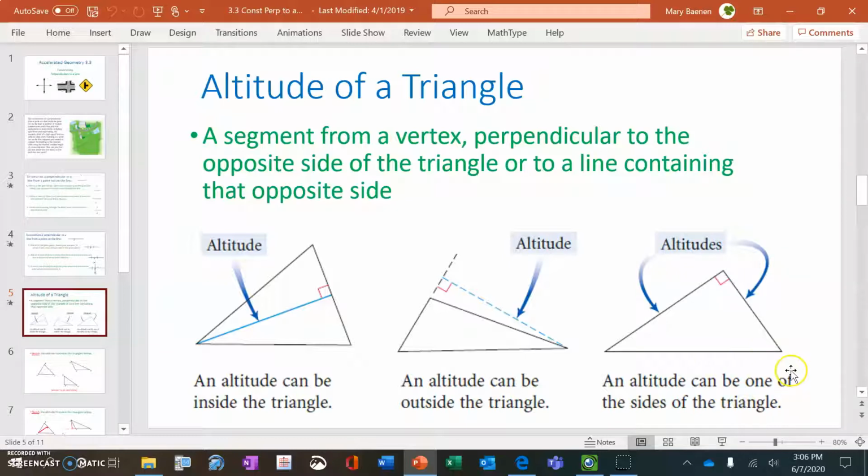Sometimes in a right triangle, this happens. If I go from this vertex perpendicular to the opposite side, it's actually the side of this right triangle. So this is actually an altitude of the right triangle. Same thing here, if I go from this vertex perpendicular to the opposite side, it is also the second side here of this right triangle. So altitudes can be inside the triangle, altitudes can hang outside of the triangle, and altitudes can actually be sides of the triangle.